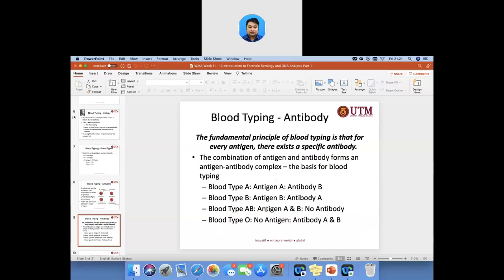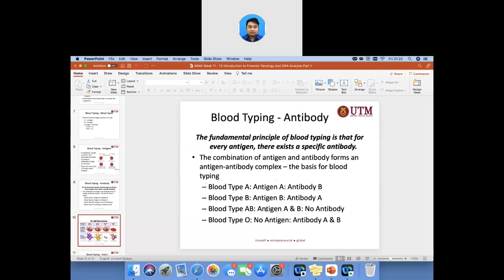The fundamental principle of blood typing is that for every antigen there exists a specific antibody. So blood type A would have antigen A and would correspond to antibody B. Blood type B would have antigen B and correspond to antibody A. Blood type AB would have both antigens A and B but no antibody. Blood type O would have no antigen, but it will have antibodies towards A and B.